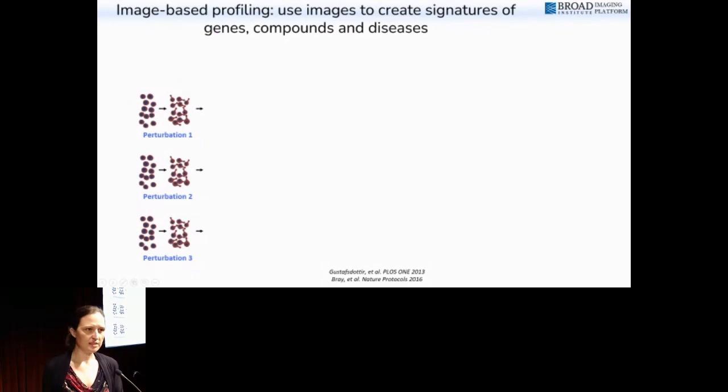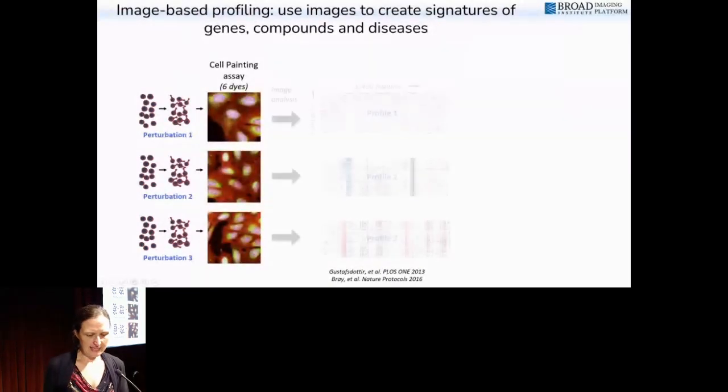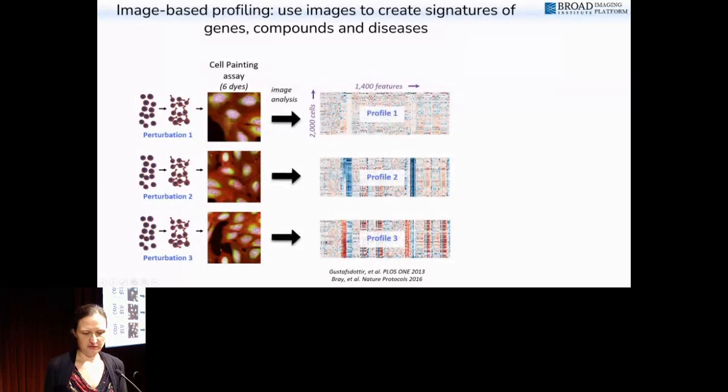They can be compounds, in other words, chemicals or drugs. They can be genetic perturbations like CRISPR or overexpression. They can be different patient cell lines. So we prepare the samples however we're going to prepare them. We stain the cells, we image them, and we extract all these features from them.